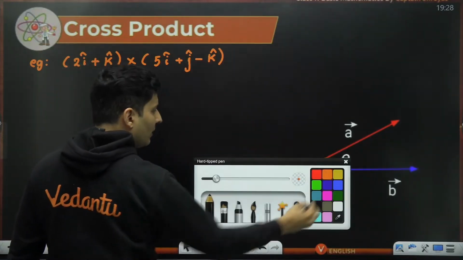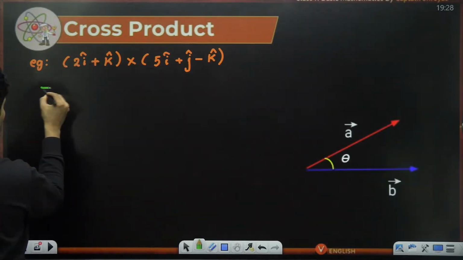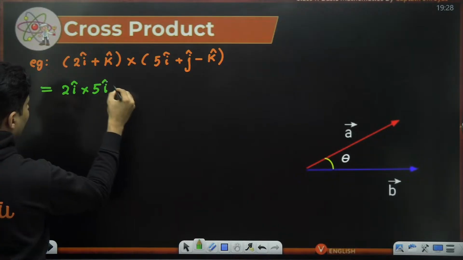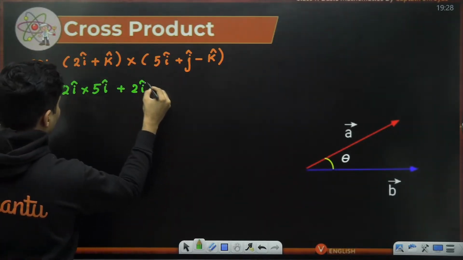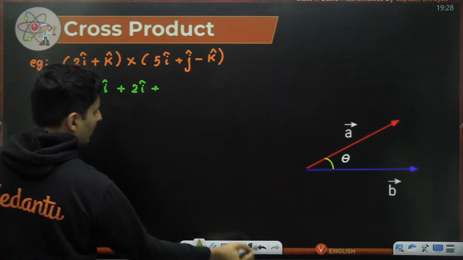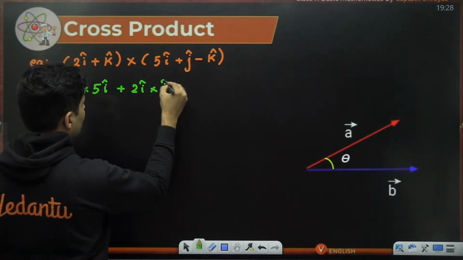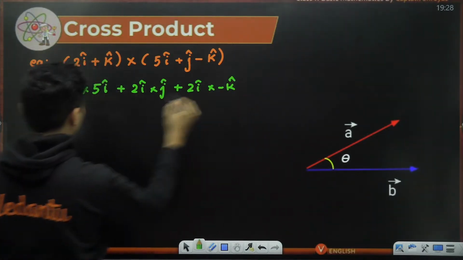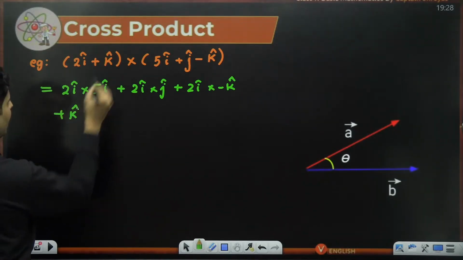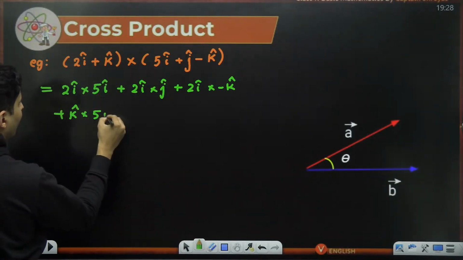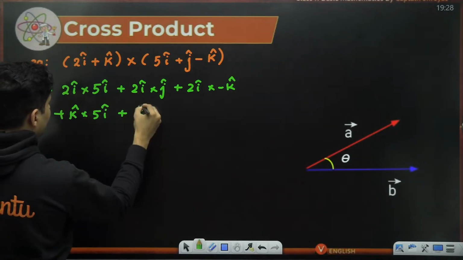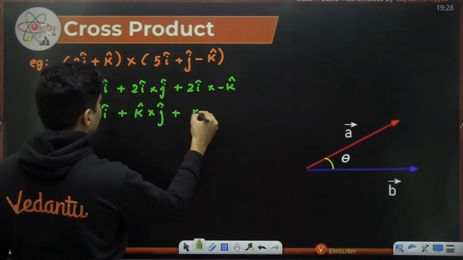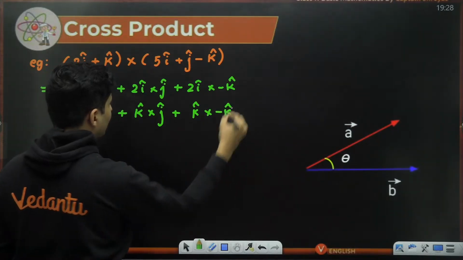Okay, what will you do? Obviously open up and do all the multiplications. Like you will have 2 I cap cross 5 I cap plus 2 I cap cross j cap plus 2 I cap cross minus k cap plus k cap with 5 I cap plus k cap with j cap plus k cap with minus k cap.